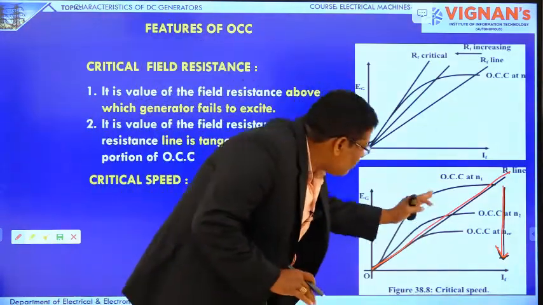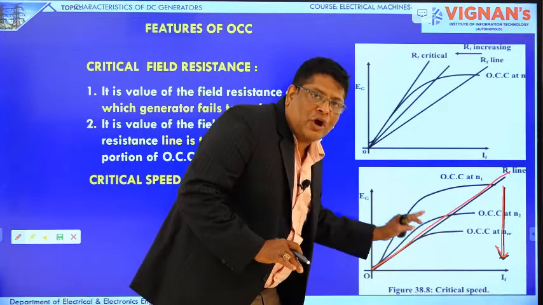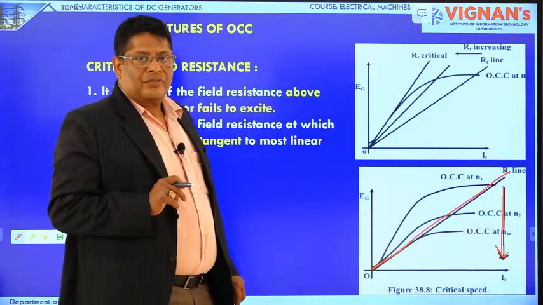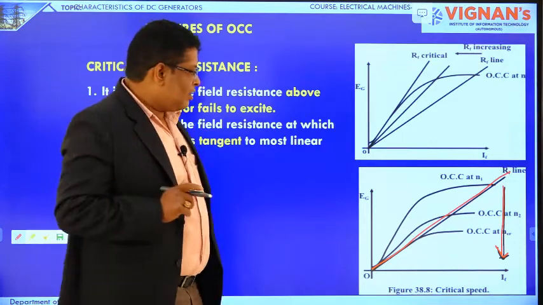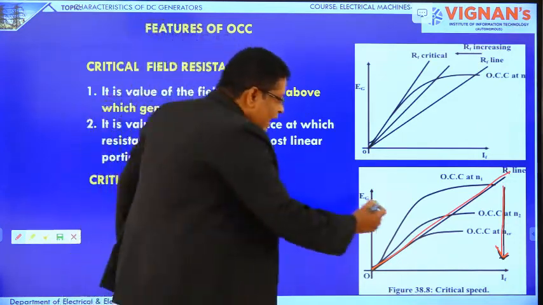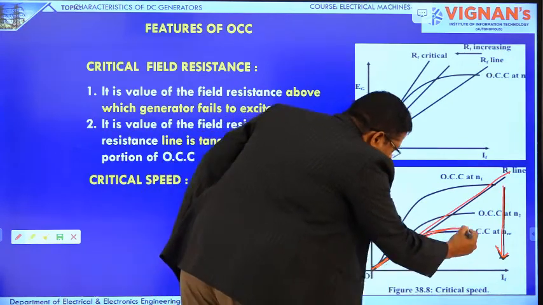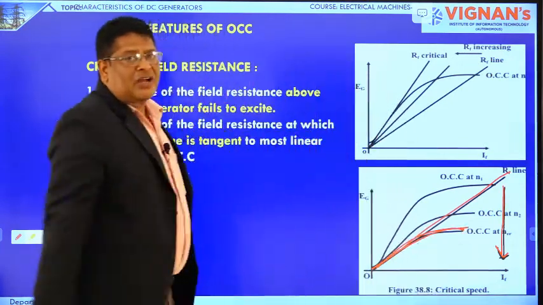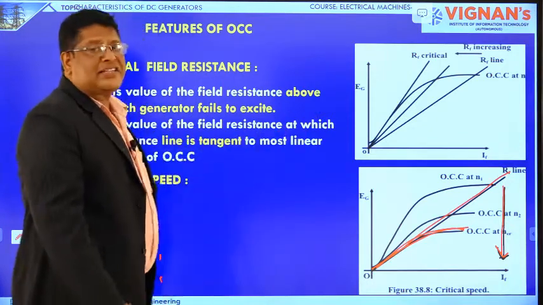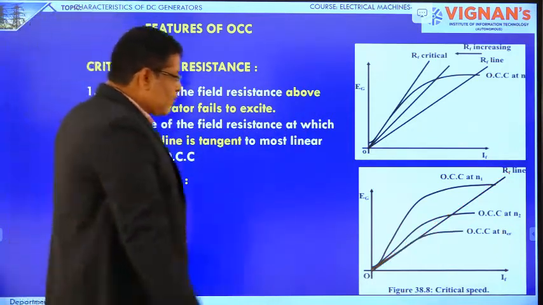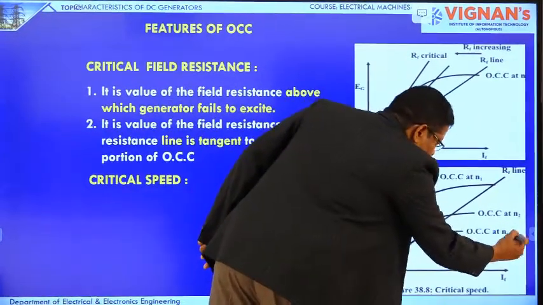the OCC will come down at one value of speed. The OCC of generator becomes exactly tangent to the field resistance of a generator. Nothing but this value.